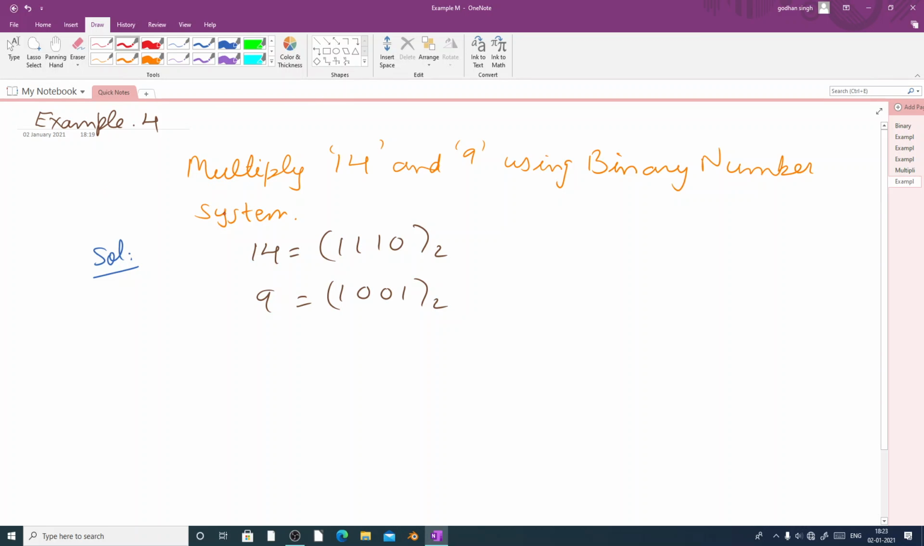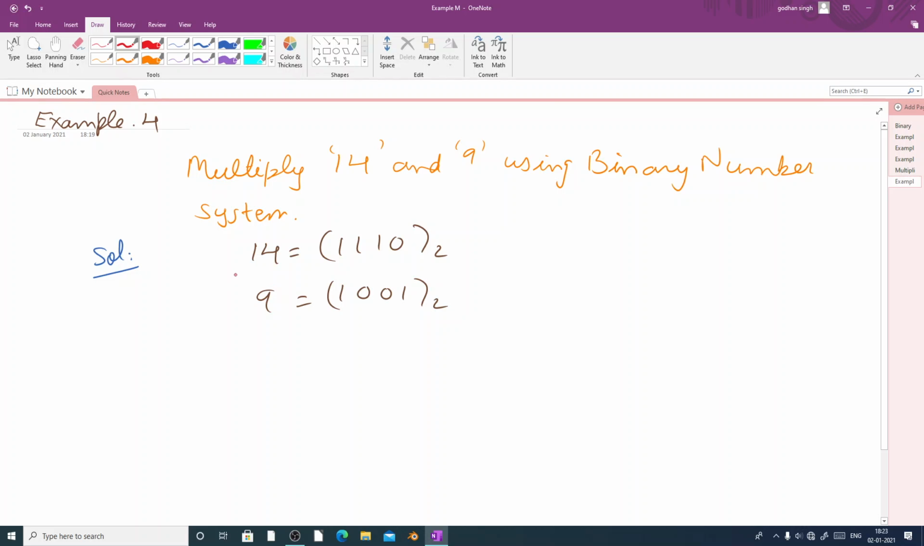Example 4. Multiply 14 and 9 using binary number system. In all these kinds of questions, the values of 14 and 9 will not be given in binary number form, because that you have to obtain. Here I have written, as we have already learned how to write a decimal number in binary number form. So in exam or wherever you have to solve this question, you will have to obtain the value of 14 and 9 or whatever numbers are given to you in the form of binary number.